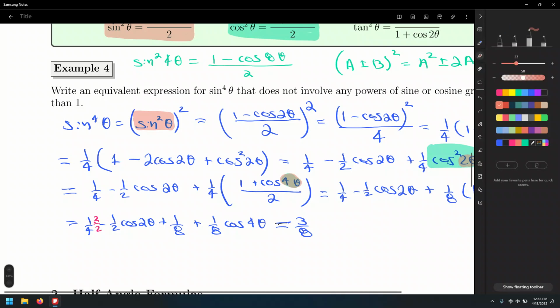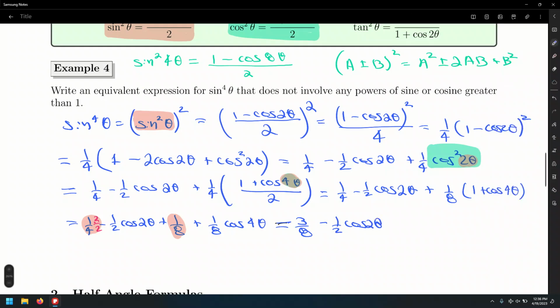When we combine these two together, that is this one plus that one. And that's minus 1/2 cosine 2 theta plus 1/8 cosine 4 theta. And that's the final answer.